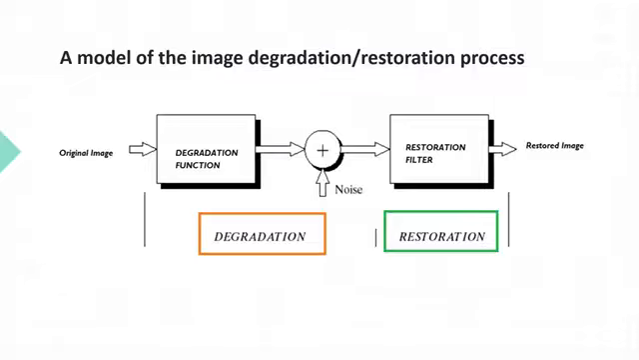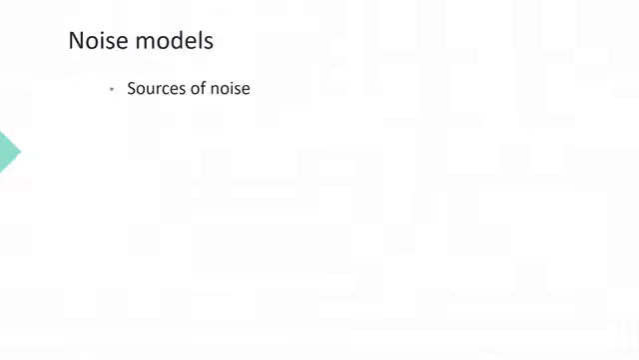This is the simplest of the diagrams, which helps us to understand how the degradation and restoration process happens. Whenever you give the original image, look at that point there, the degradation function. The noise may be additive, and it has to be restored with the filter once we know what the noise is, and then we can restore the image.